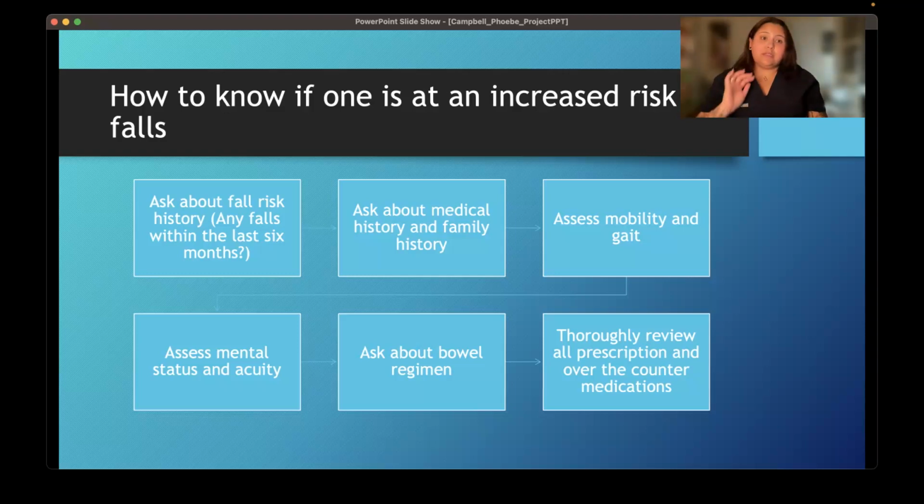Are they alert and oriented? Can they answer questions appropriately, or is some confusion going on? Ask gently about their bladder or bowel regimen, again looking for any urgency or frequency, and review all medication for potential side effects.